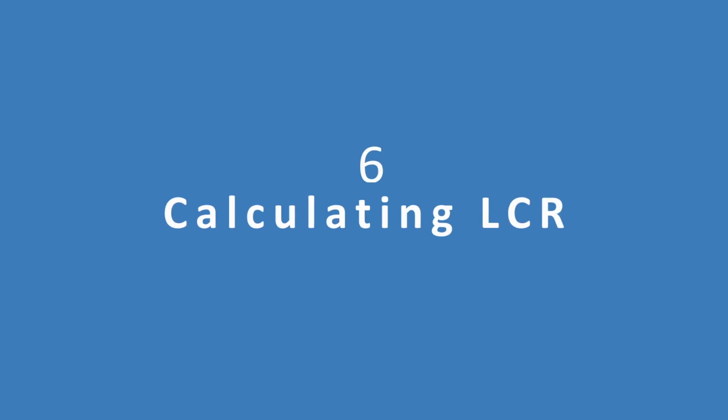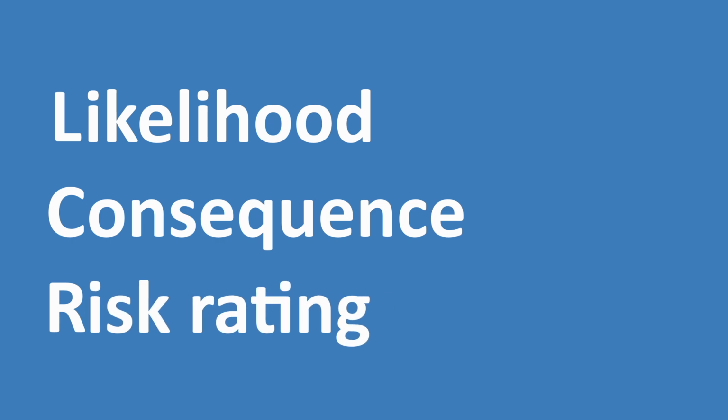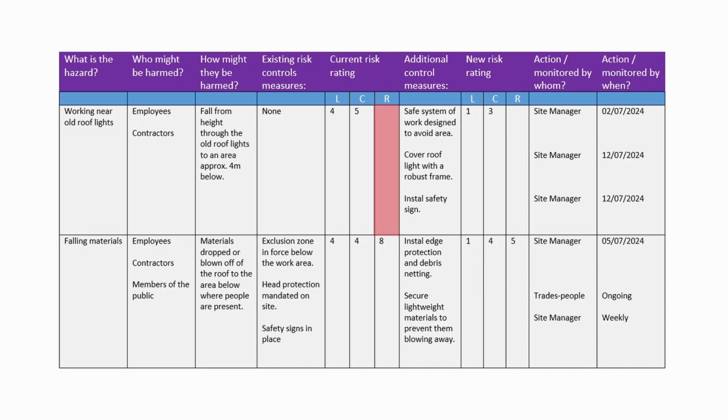Number 6 is calculating LCR. LCR must be entered and correctly calculated to gain marks. L is for likelihood, C is for consequence, and R is for risk rating. They are described in detail in the course. Sometimes these are left blank or not calculated correctly. It must be filled out and calculated correctly to gain marks.